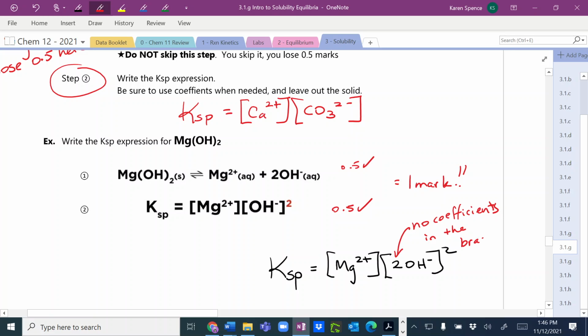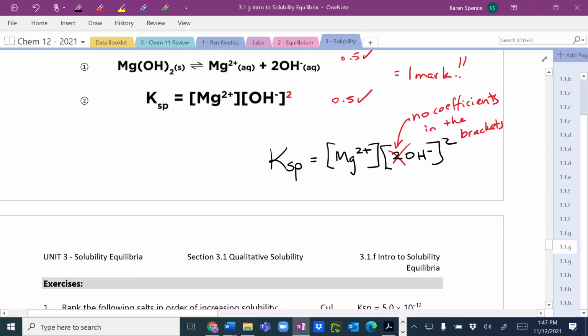It's been a while since I mentioned that, so I thought I might as well say it again. Make sure we don't have any coefficients in the brackets. I believe that might be it for this one.